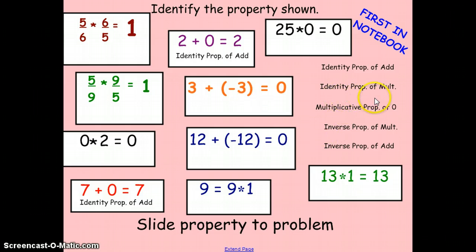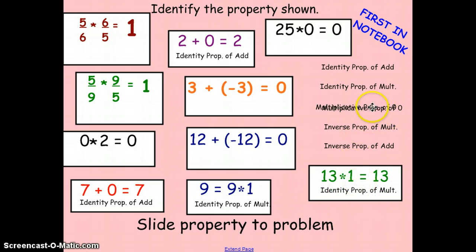Now let's find the identity property of multiplication, where the number is keeping its identity with multiplying. Okay, so that's multiplying, but the number's not. 5/6 isn't keeping its identity. 5/9 isn't keeping its identity. Ooh, 2 definitely isn't keeping its identity. Oh, okay, here we go. Identity property of multiplication. So 9 is keeping its identity. And then over here, 13 is keeping its identity.